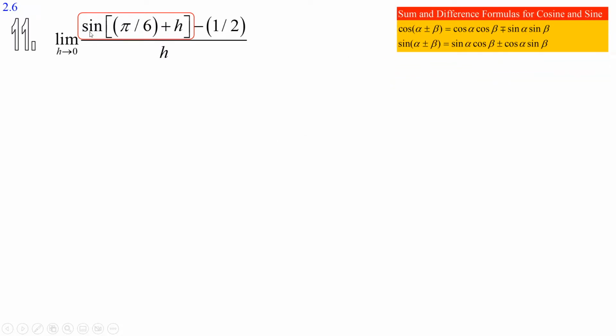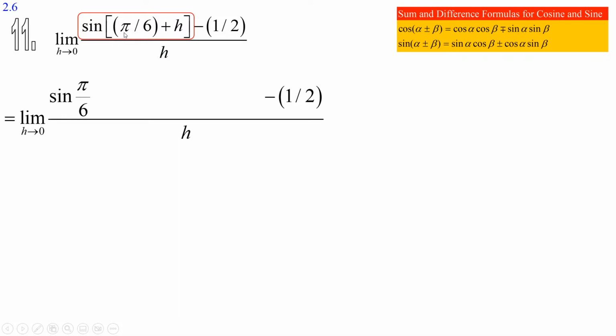So, can I use my sine of alpha plus beta identity right here, which is right down here? Sine of alpha plus or minus beta equals sine of alpha cosine of beta plus or minus cosine of alpha sine of beta. So, let's rewrite it. I see a sine of alpha, which would be sine of pi over 6, and then a cosine of the other term, h, and then we have a plus here, so I need a plus here, and then I've got cosine of that pi over 6, and then I've got sine of h.